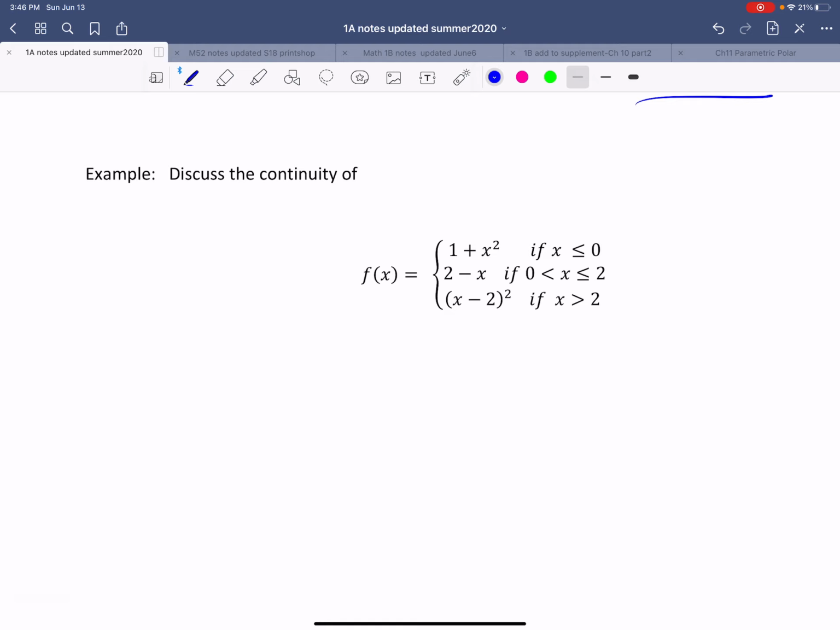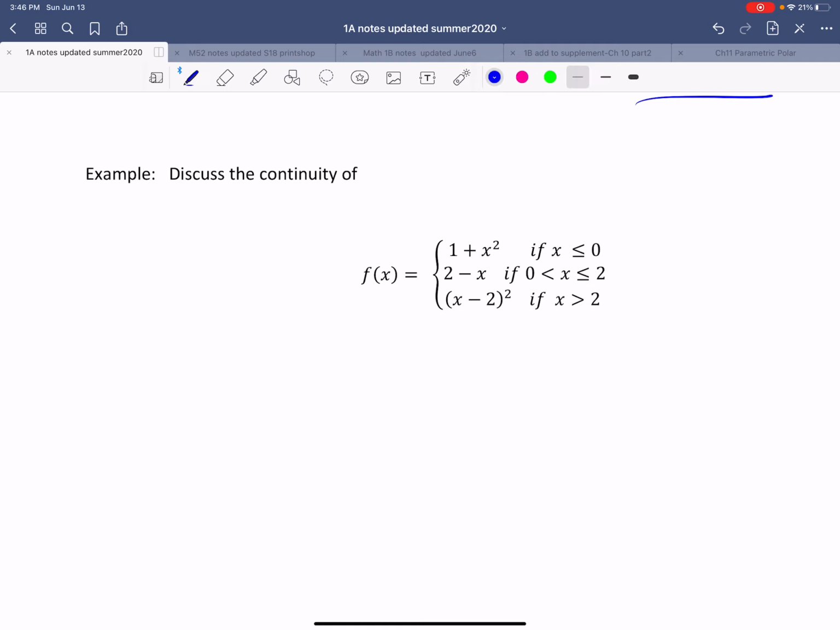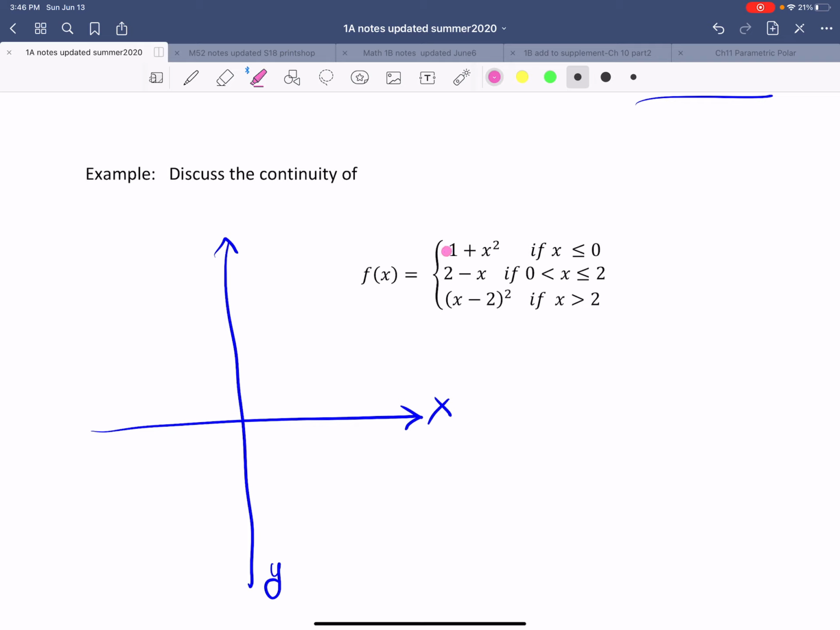Whenever you're looking at continuity, it's always helpful to draw the graph and see what's happening. I need a little more space, so let me clean up a little. That's my x-axis and y-axis. For x less than or equal to 0, my graph looks like a parabola that is shifted 1 unit up.